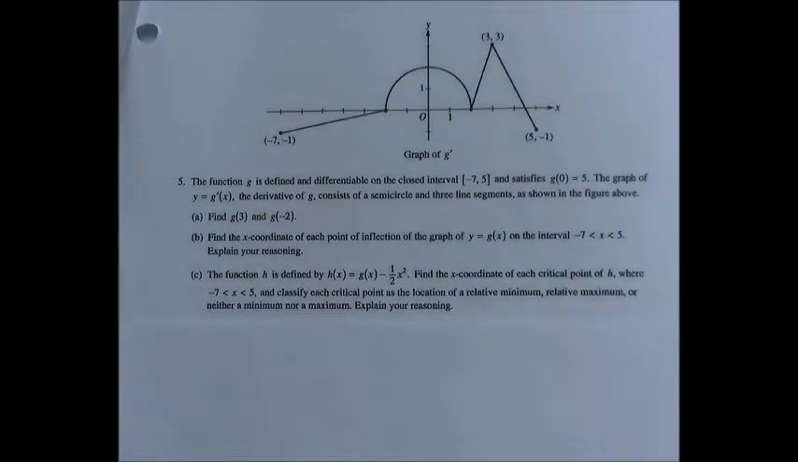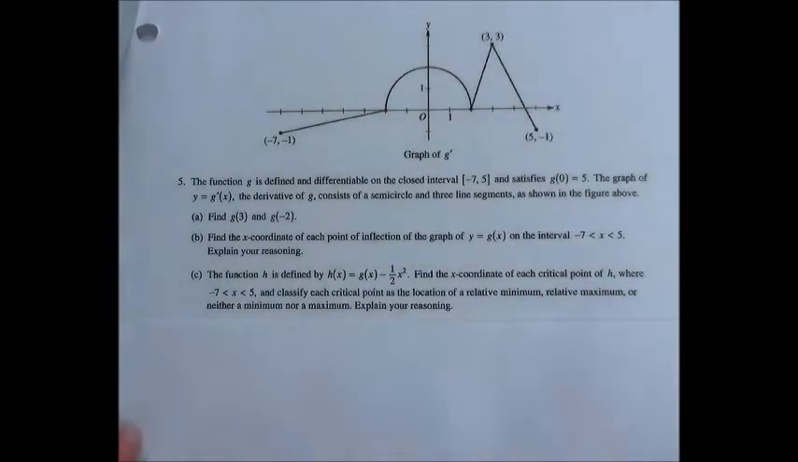Okay? Part C gets a little tricky. h is defined as that function there. Find the x-coordinate of each critical point of h. If you recall, a critical point means that the derivative is 0 or DNE. So keep that in mind. You want to find where the derivative is 0 or DNE in the interval. And we have to classify each as a min, max, or neither. So that's what we have to look at here, okay? So this one's a little tricky.